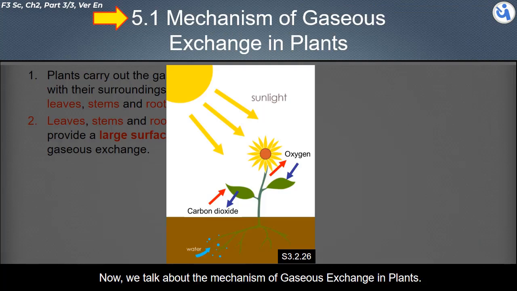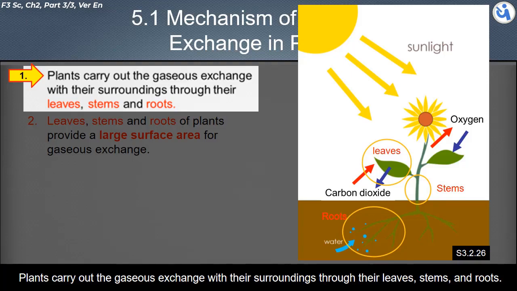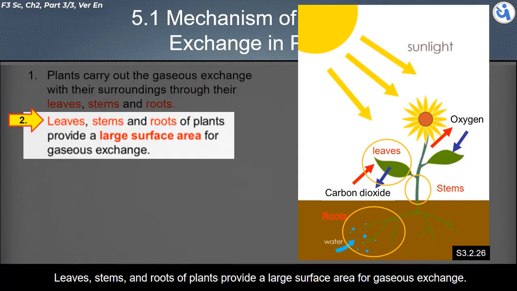Now, we talk about the mechanism of gaseous exchange in plants. Plants carry out the gaseous exchange with their surroundings through their leaves, stems, and roots. Leaves, stems, and roots of plants provide a large surface area for gaseous exchange.